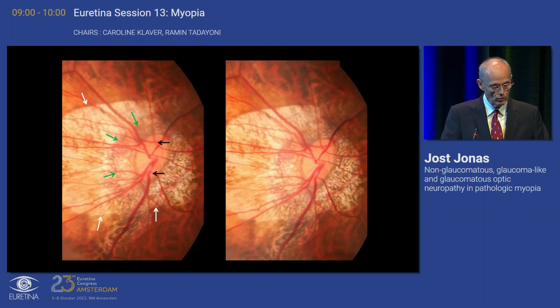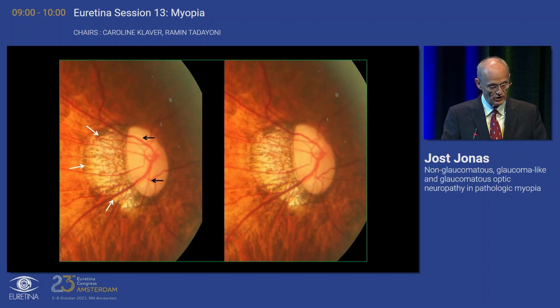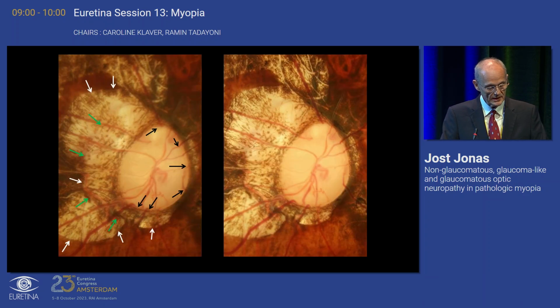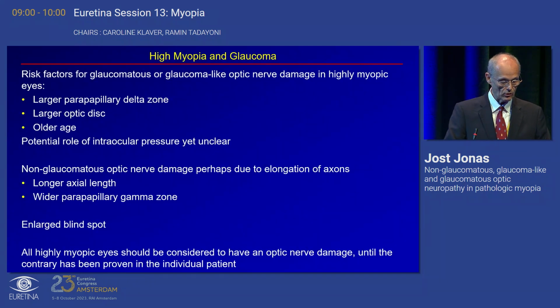How to detect glaucomatous defect? Here we may see a non-glaucomatous disc since the shape of the rim is preserved, as also here, but here we see the vessel kinking close to the disc border, typical for glaucoma. So that, as a rule of thumb, all highly myopic eyes should be considered to have an optic nerve damage until the contrary has been proven.